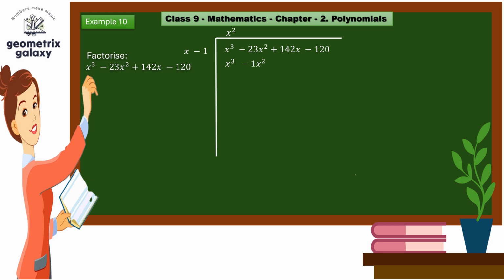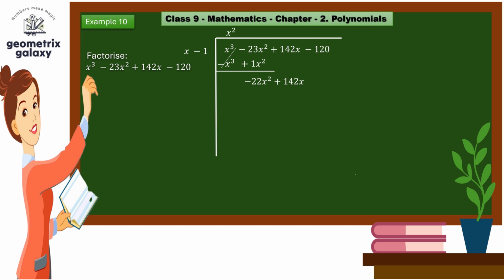We need to subtract this x cube minus 1x square from the dividend. So we need to change the sign of x cube and minus 1x square. So it will become minus x cube and plus 1x square. Now plus x cube and minus x cube will get cancelled, and minus 23x square plus 1x square will give you minus 22x square. Now take down the next term, plus 142x.